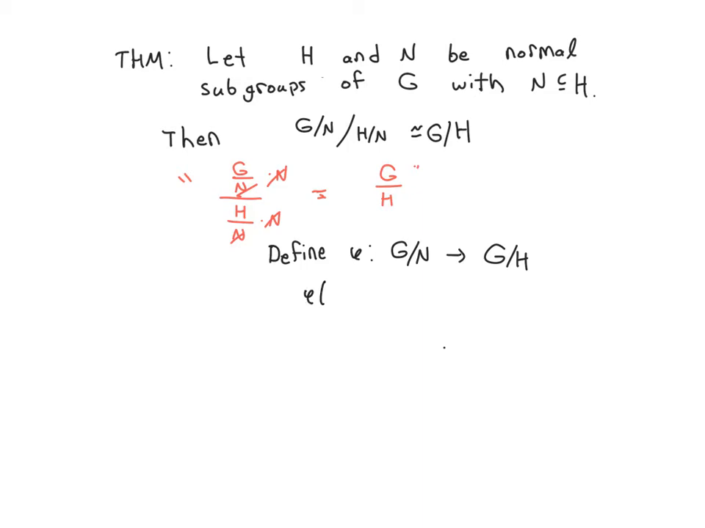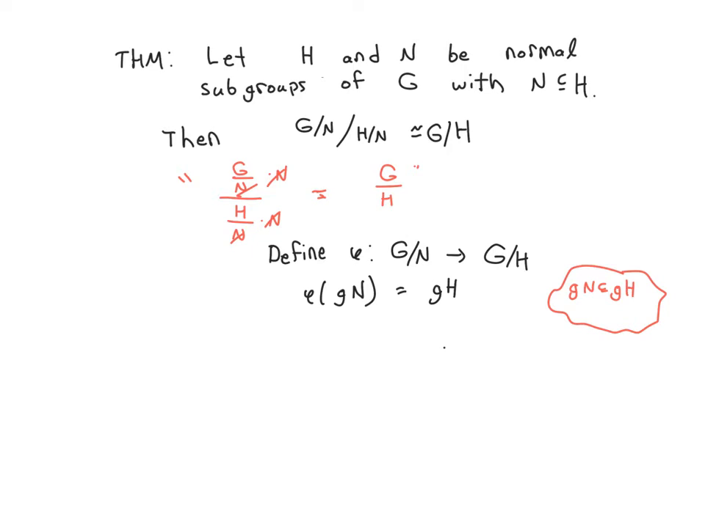And so what would be a good choice? Well, a typical element in the domain looks like a coset gN. What would be a typical coset in the codomain? Well, gH. Good news, since N is a subset of H, it is certainly the case that gN is a subset of gH. That's a fact we will probably need in this proof. So there's our function.